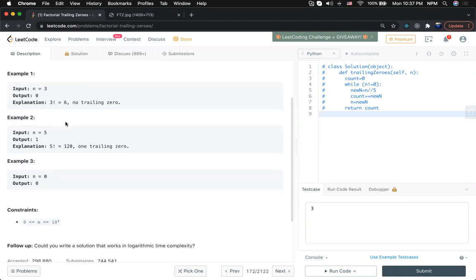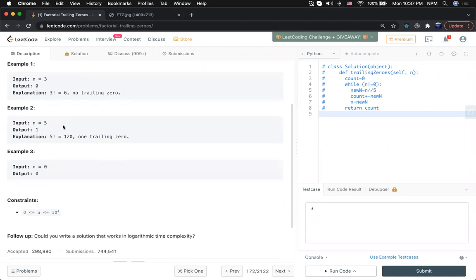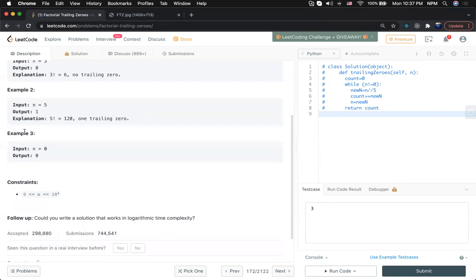For the second example, if the input is 5, the output should be 1, because 5 factorial is 120 and 120 carries a 0 at the end. For the next example, if the input is 0, the output should be 0.